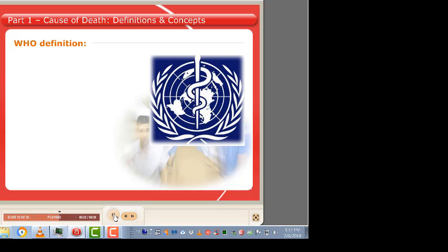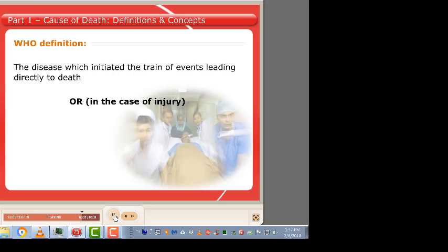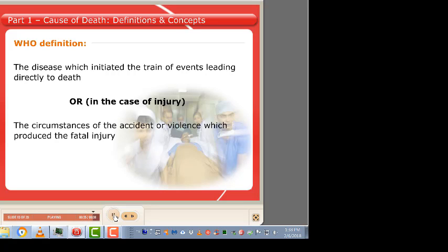The World Health Organization defines underlying cause of death as the disease which initiated the train of events leading directly to death, or in case of an injury death, the circumstances of the accident or violence which produced the fatal injury.